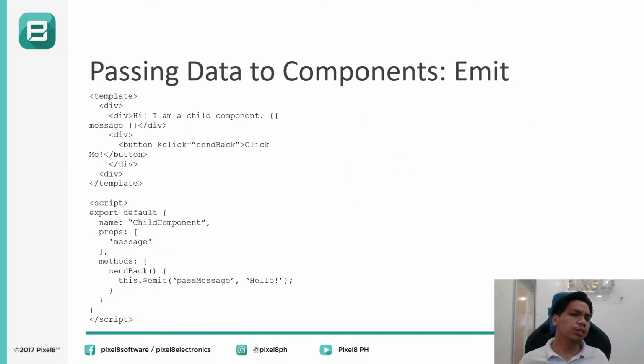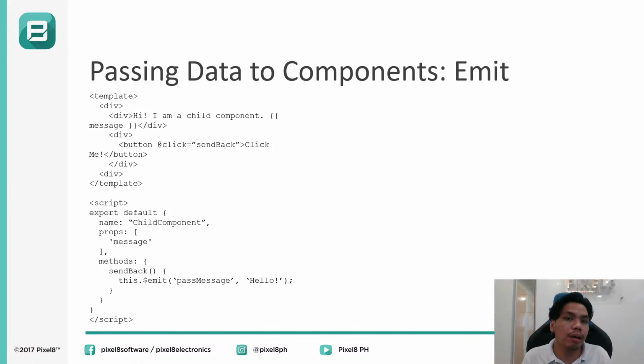Next, how do you pass data from the child back to the parent? So the other way around, right? In order to do so, you need to create a specific event which is catered by emit. So let's say you are a child component and you want to pass something to the parent. One way of doing that is to trigger an event.